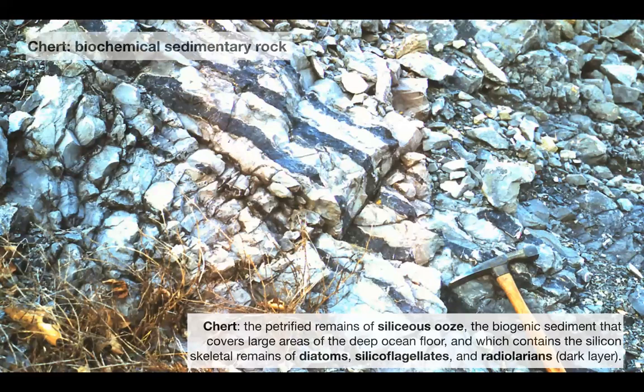Another example is the marine organisms called radiolarians, which are zooplankton that precipitate silica for their microscopic external shells. When the organisms die, the shells accumulate on the ocean floor and can form the sedimentary rock chert. Chert is typically composed of the petrified remains of siliceous ooze, the biogenic sediment that covers large areas of the deep ocean floor.